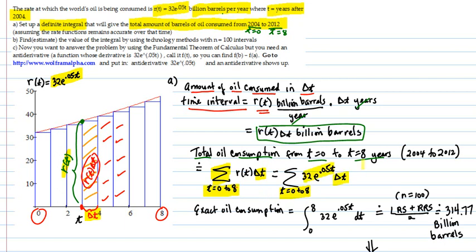I just plug that in. So the exact oil consumption will be the integral, as n went to infinity and delta T went down to 0, of your function here. And if you run the left and right sums for n equals 100 and average those, you come up with approximately 314.737, when you round it off, billions of barrels. Now that's part A and B.